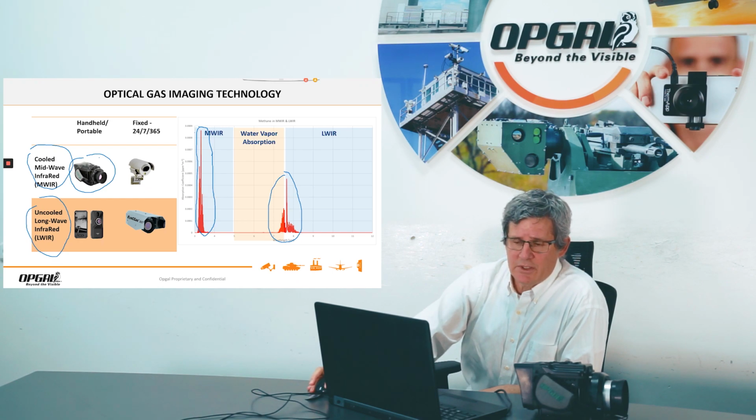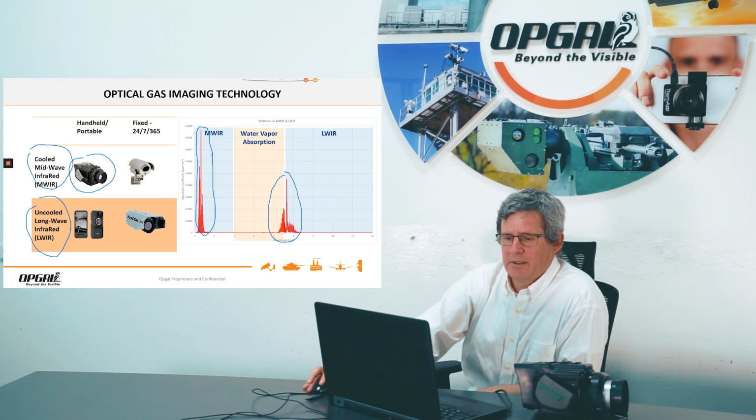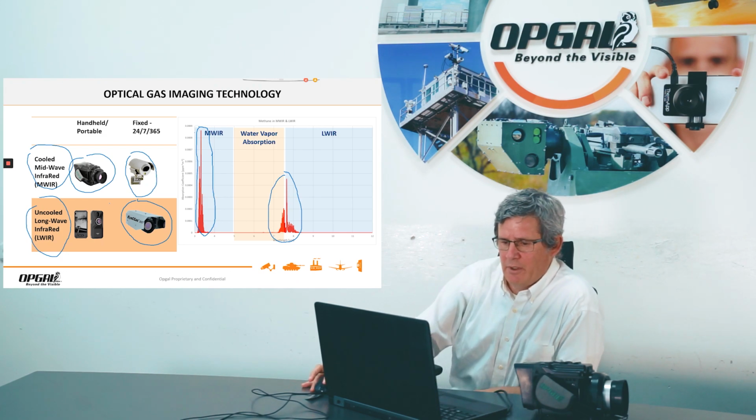Recently, this field of optical gas imaging has evolved to include also fixed cameras that are installed for 24/7 year-round, automated detection of gas leaks. In this family of cameras, we have a fixed one in the mid-wave IR and one that is uncooled. All of the cameras that I show over here can see methane. This is the common denominator of all of these cameras.